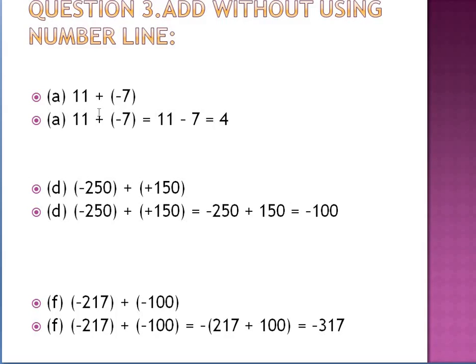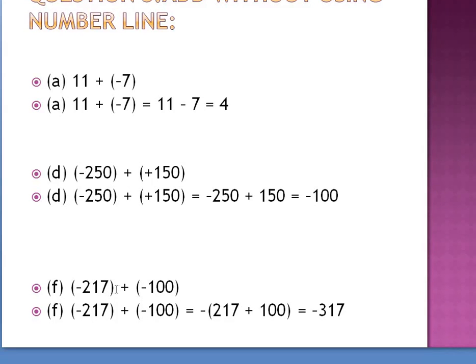If you have plus before the bracket, you can remove it. Simply you write 11 minus 7. If there is minus before the bracket, the rules are different; that I will tell you in another sum. Now minus 250 plus of 150. One negative, one positive. What will you do? You will subtract them and write the sign of the bigger number. Here plus is there before the bracket, so this plus is removed. If plus is there before the bracket, you can remove the plus. Here also this plus is removed.